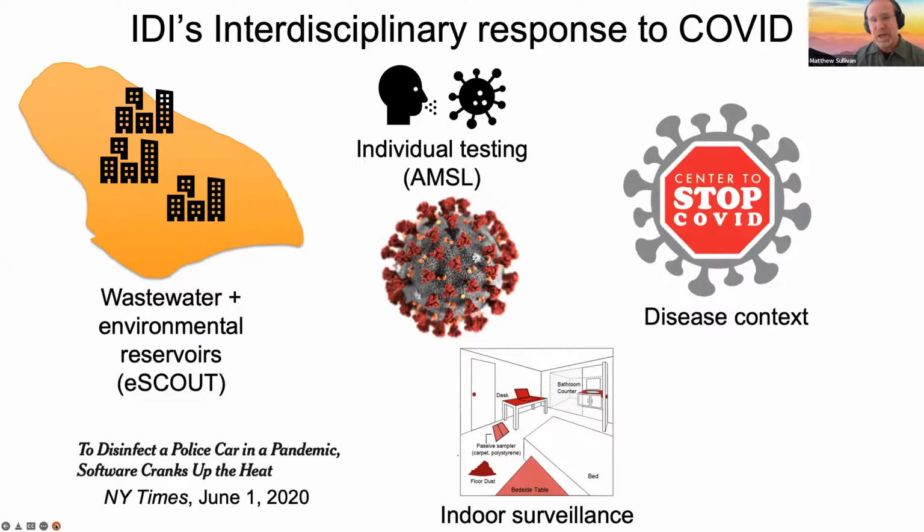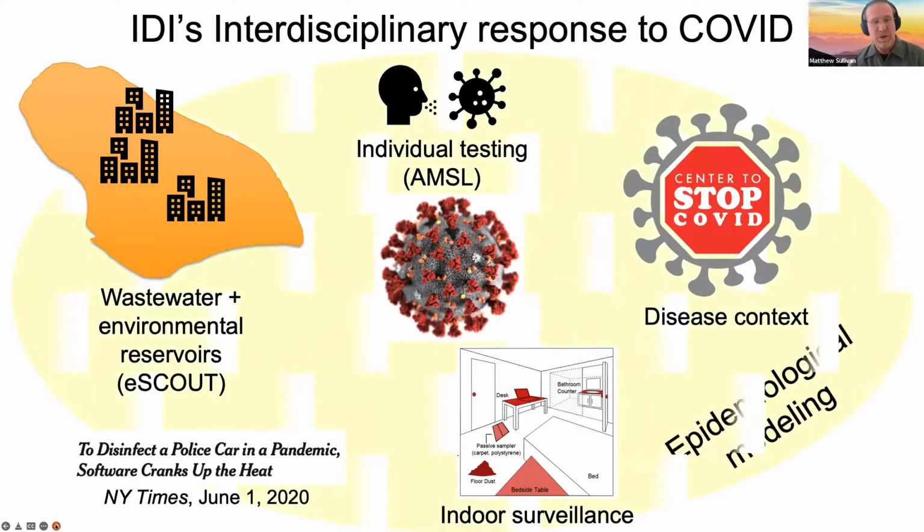And then in a comprehensive viewpoint for disease context, there was an NIH-funded Center to Stop COVID that has been led out of the medical school. And when you put all these together, the IDI has been running an epidemiological modeling group for a couple of years now, since the initial outset. And this has allowed Ohio State to make scientific, data-informed decisions about best practices on campus. And this is a really powerful example of the complexity of a problem that you can handle with an interdisciplinary microbiome science solution.